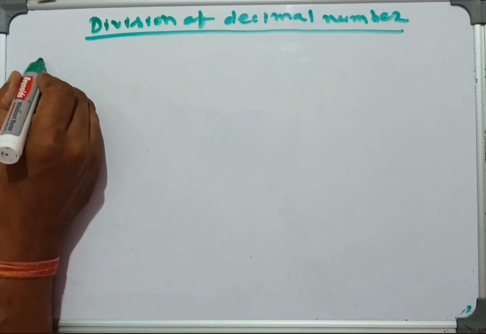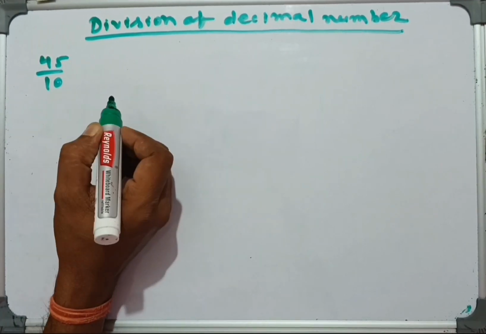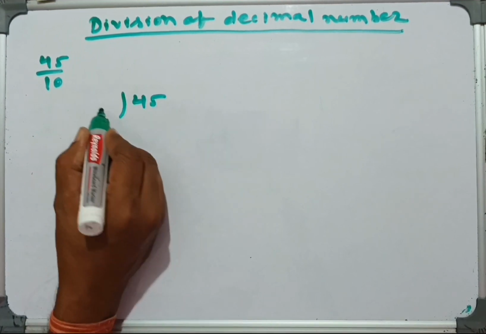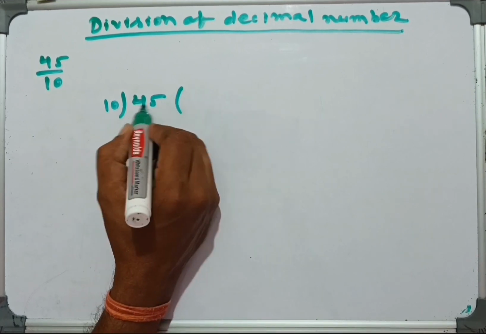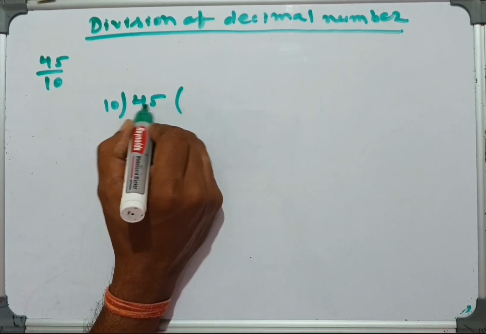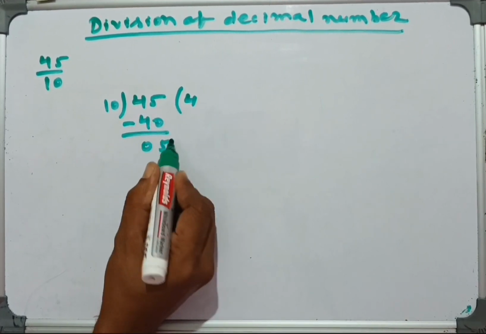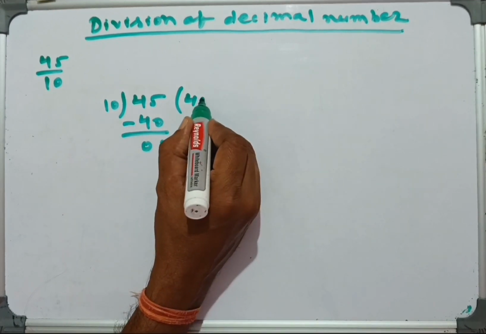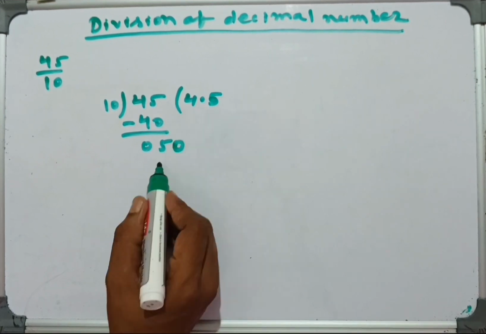Suppose a question is this one. So what will be the solution? You write here 45, then 10. 10 times 4 is 40, which is less than 45, then 4, 40, this becomes 0.5. Then 5 is less than 10. Now put one dot here, put here 0. Now this is 5.